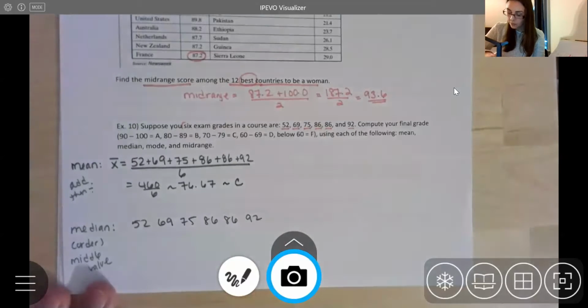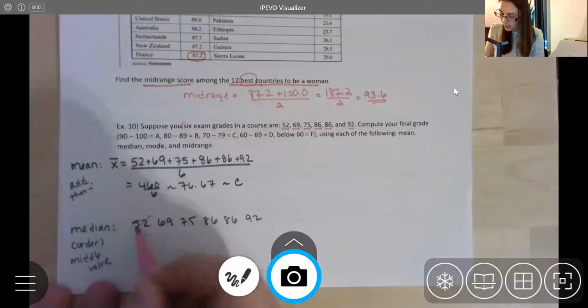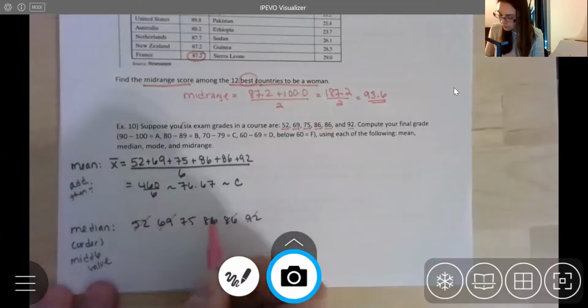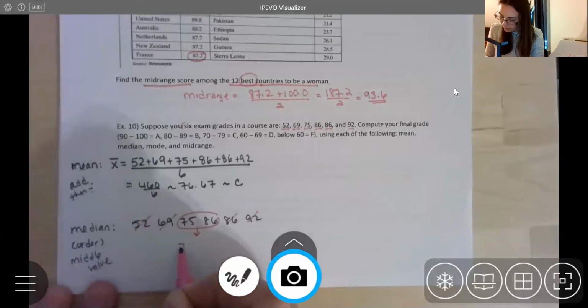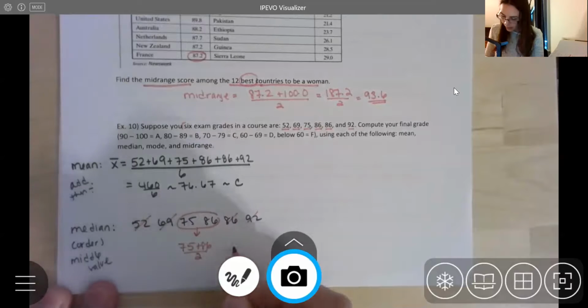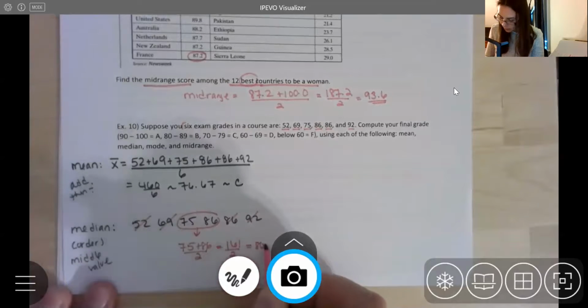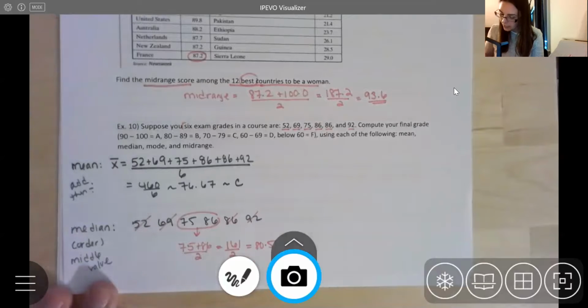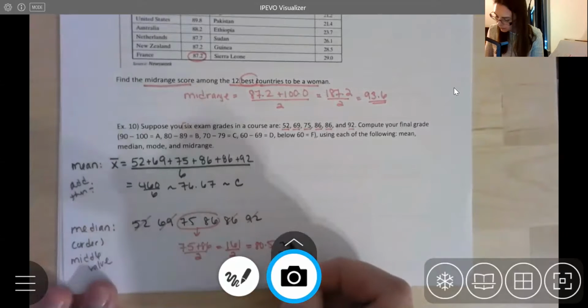Now I could use the position formula if I want to, but this is pretty simple, so I can just count in towards the middle. And I do have two values here, so I'm going to have to find the mean of these two. And I get, let's see, 161 over 2, which is 80.5. So if I do this, I end up actually with it.